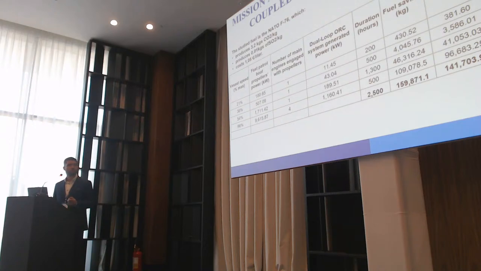The total annual assessed hours of the operation of the system compared to the fast patrol boat are 2,500. Their distribution is the following in this table: 200 hours in 21% of the maximum continuous rating, 500 hours in the 30% of the maximum continuous rating, and 500 hours in the 96% of the maximum continuous rating.